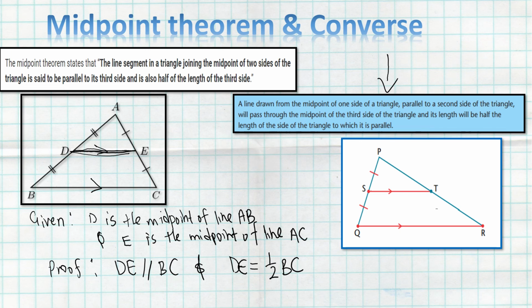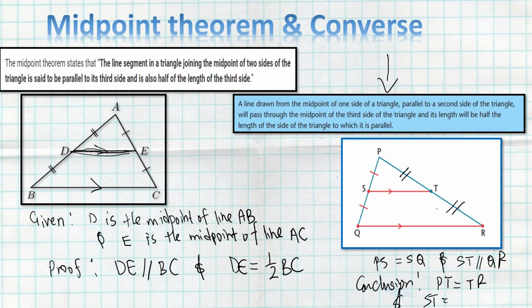That is, you are given that PS is equal to SQ, and ST is parallel to QR. What can you conclude? You can conclude that PT is equal to TR, so it will also join the other side at its midpoint, and ST will be half QR. So that's our conclusion. That's just some quick revision on the midpoint theorem and its converse.